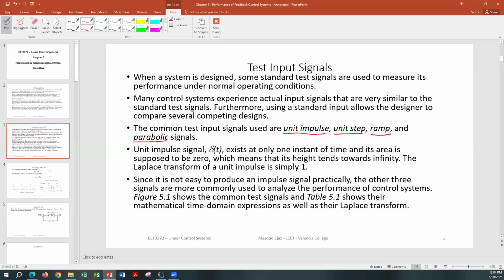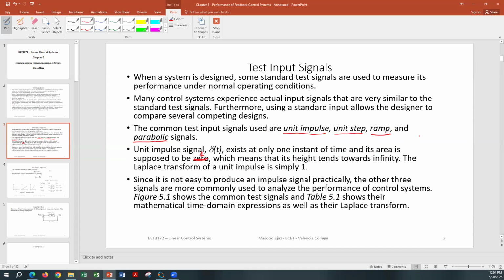So unit impulse, as I said, exists at only one instant of time, and its area is supposed to be 1, not 0. It's supposed to be 1. I don't know why I wrote down 0. Which means that its height tends towards infinity. The Laplace transform of the unit impulse is simply 1.